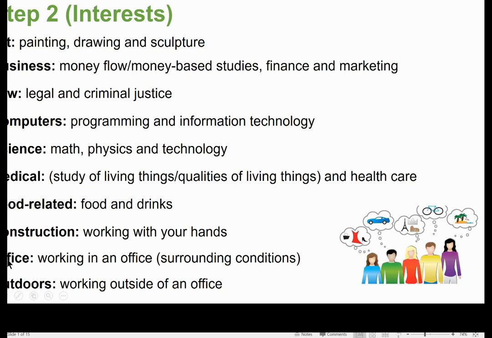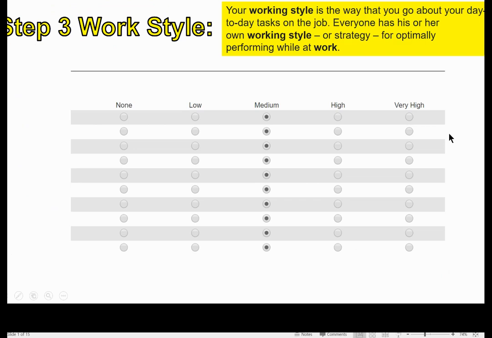That's construction. Do you like working in an office? So that is more sitting next to people, working on a computer, working on a calculator, working on paperwork. Or do you like the outdoors? Would you rather work outdoors? So again, if your interest is high in these areas, you click the high. If it's low or you really don't like anything in these areas, you click the low.